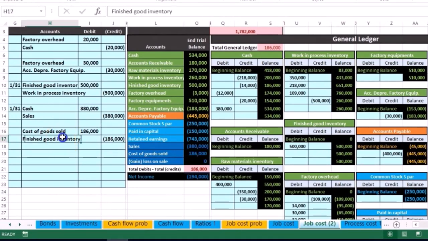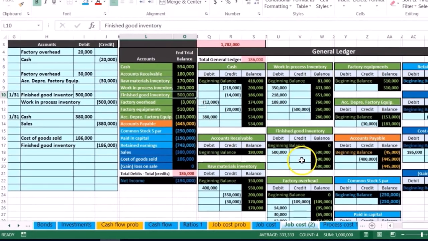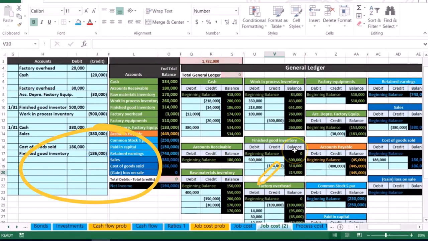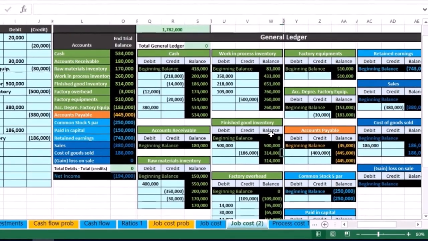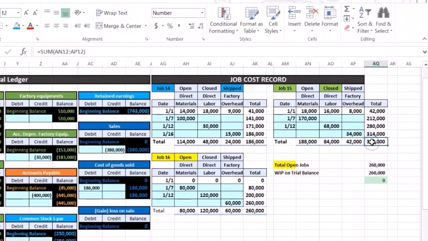All right, so then we have the finished goods is here. Finished goods is here on the trial balance, and finished goods is over here on the general ledger. We are in V19 equals, pointing to the 186,000, brings the finished goods down. So now we have in finished goods just the 314. If we scroll over to our jobs, all that's in the finished goods is the 314 now. We still have in open jobs, just job 16 of the 260. And in the work in progress, we have the 186.